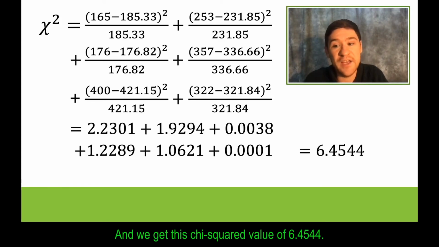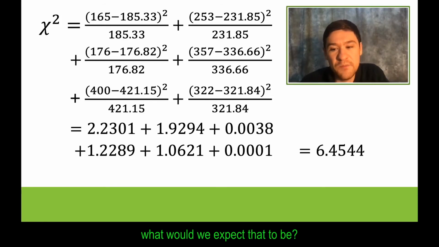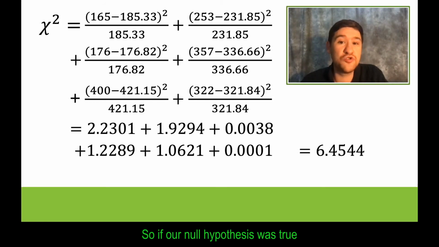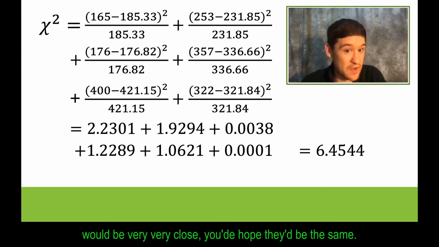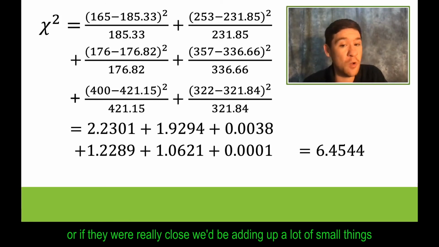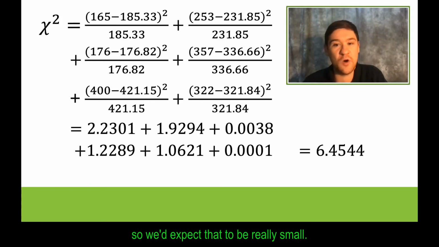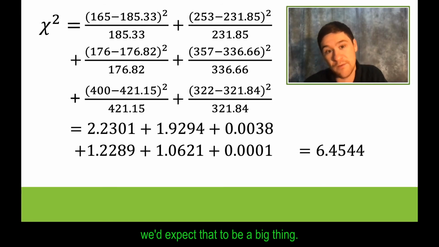And we get this chi-squared value of 6.4544. Okay, that's not comparable yet to anything. What would we expect that to be? So if our null hypothesis was true, if these were independent, then the observed and the expected would be very, very close. You'd hope they'd be the same. So if they were the same, we'd be adding up a lot of zeros. Or if they were really, really close, we'd be adding up a lot of small things. So we'd expect that to be really small. And if these were really, really far away, we'd expect that to be a big thing.